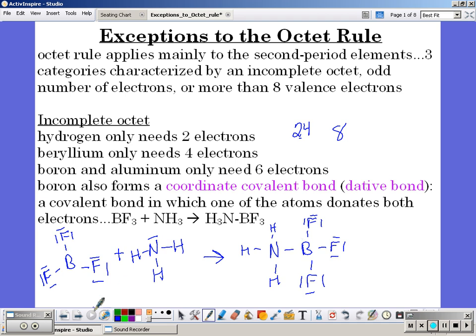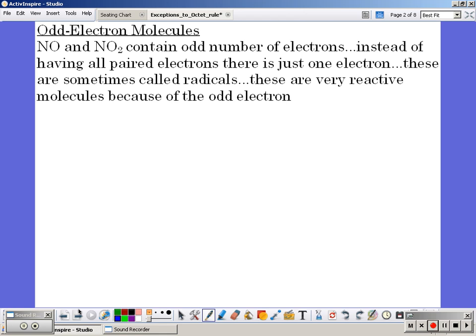Now, another exception that we have is odd-numbered electrons. Nitrogen is typically where we see this odd number of electrons. So instead of having all paired electrons, we actually have a single dot for a single electron. They're sometimes referred to as radicals, and they're extremely reactive because of that one electron being by itself. We know electrons like to be in pairs, not alone.